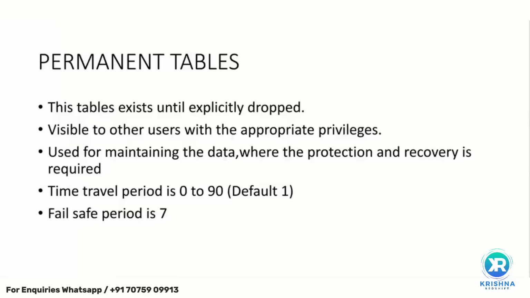For example, let's say 1 million records were added 1 month ago. You can go back and see what your table data was 1 month ago, 1 week ago, or 2 days ago, anything within the time travel period, meaning within those 90 days. By default it's 1 day. If you want more time travel, you can set it manually, up to 90 days.